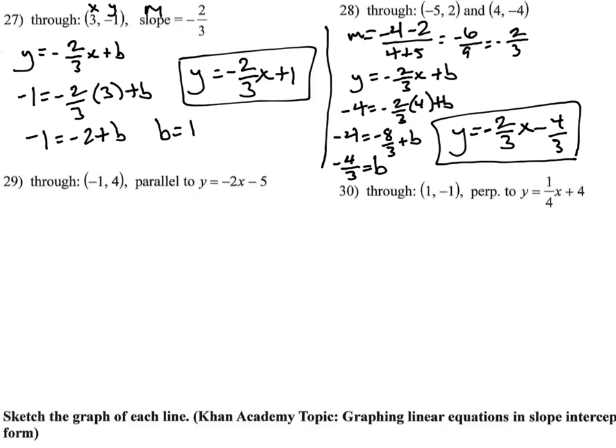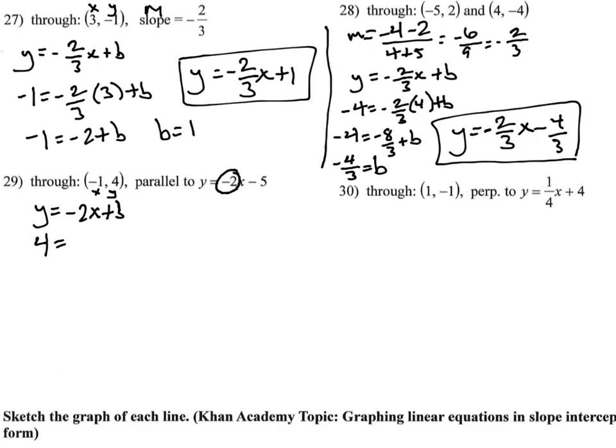Okay, number 29. When we have lines that are parallel to one another, they have the same slope. So all I care about from this equation that it's parallel to is that that's our slope. So y equals negative 2x plus b. And again, I'm going to plug in negative 1 for x and 4 for y.